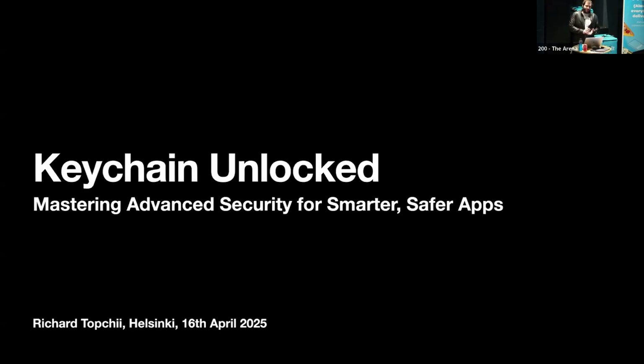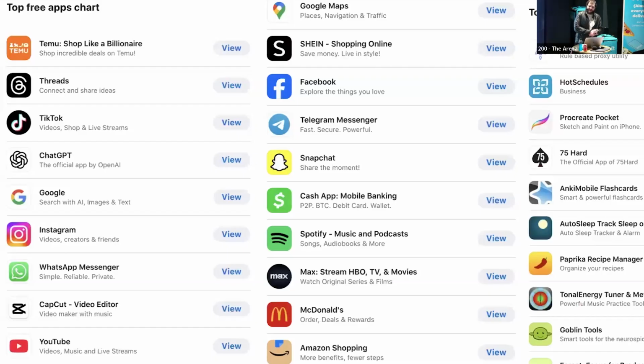So let's get started. The topic today is Keychain Unlocked, advanced security for smarter and safer apps. And Keychain is a very interesting framework because if you look at the top apps in the App Store, probably every app has some sort of Keychain API usage. In fact, my first app used Keychain. My first ever app for iOS, it already used Keychain.